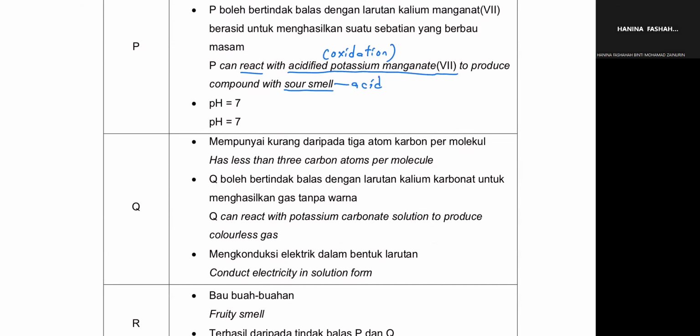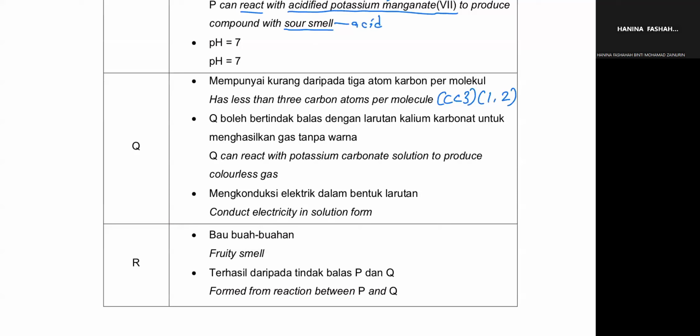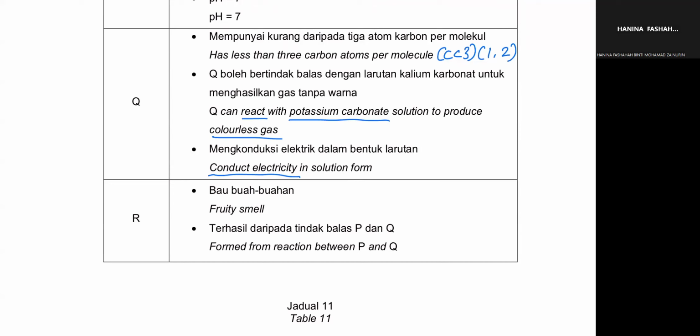Then Q has less than 3 carbon atoms per molecule, so C can be 1 or 2. Then it can react with potassium carbonate to produce a colorless gas, and conducts electricity in solution form. Then the R is formed from the reaction between P and Q. Fruity smell, confirm it is an ester.